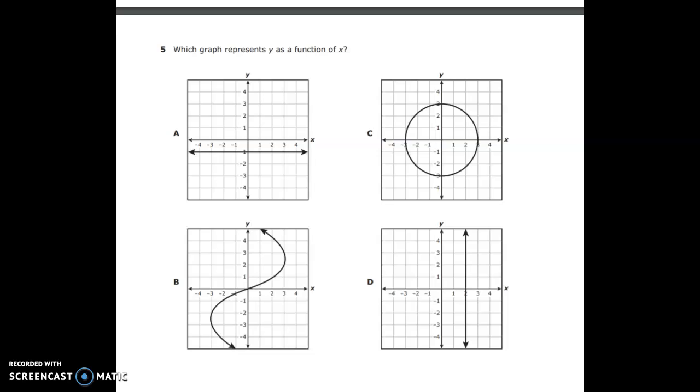Number 5. Which graph represents y as a function of x?